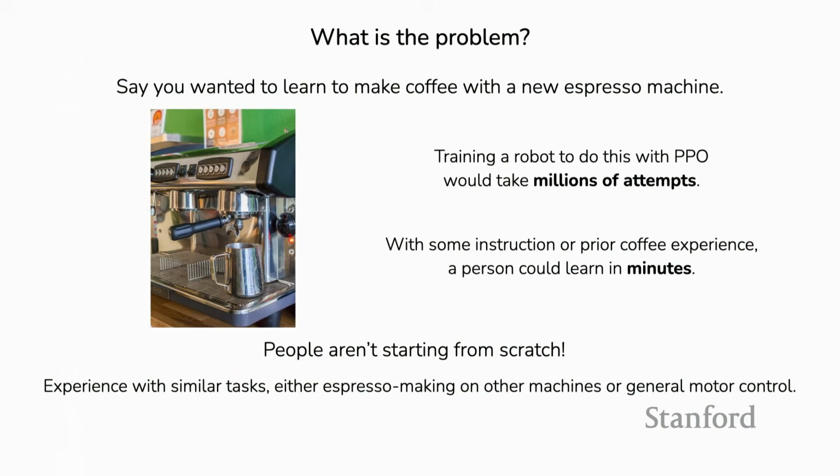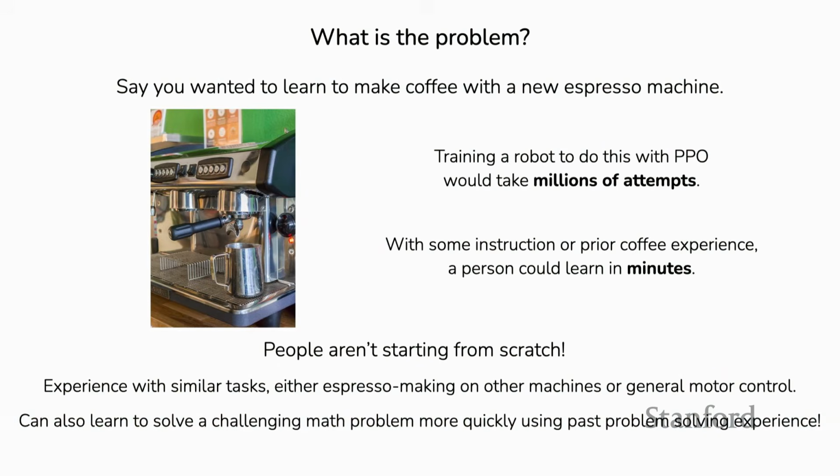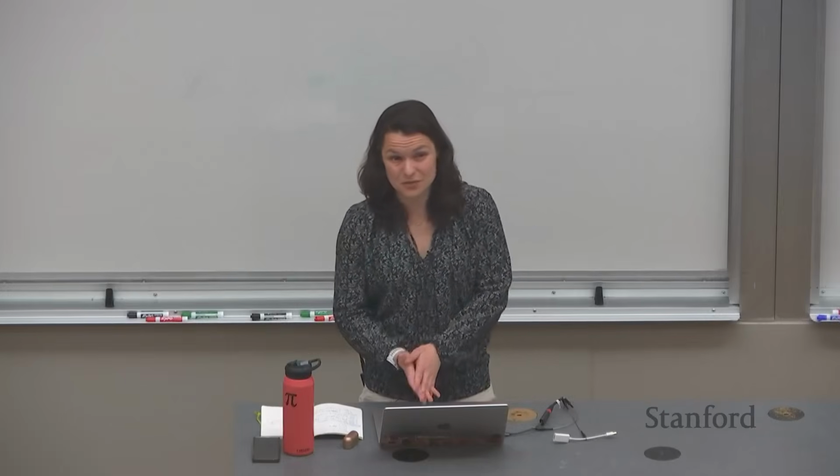And so experience with similar tasks, other espresso making machines, either espresso making on other machines or just general motor control, following instructions, that sort of thing can be very useful when trying to solve a new task. And I mentioned this as an example with espresso making, but this sort of framework of not starting from scratch is really general. So it applies to robotics problems where you're facing a new environment or a new task, but it's also really faced by many reinforcement learning systems.